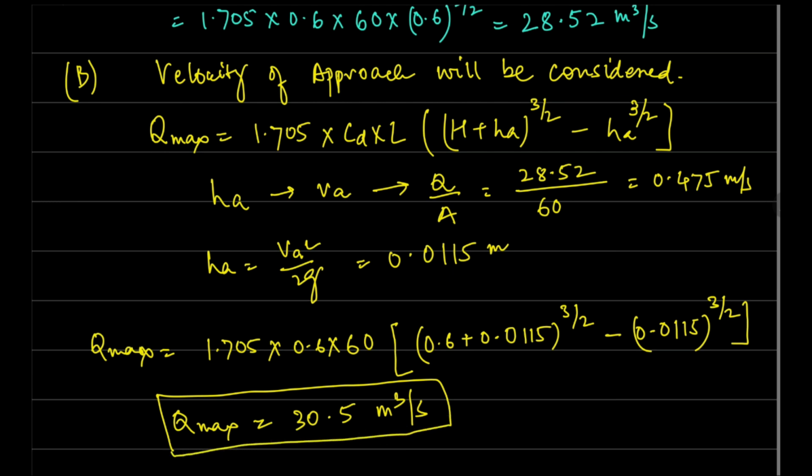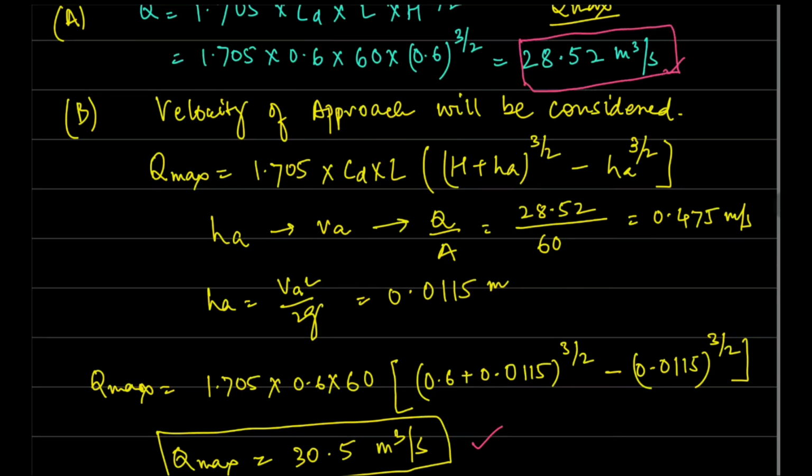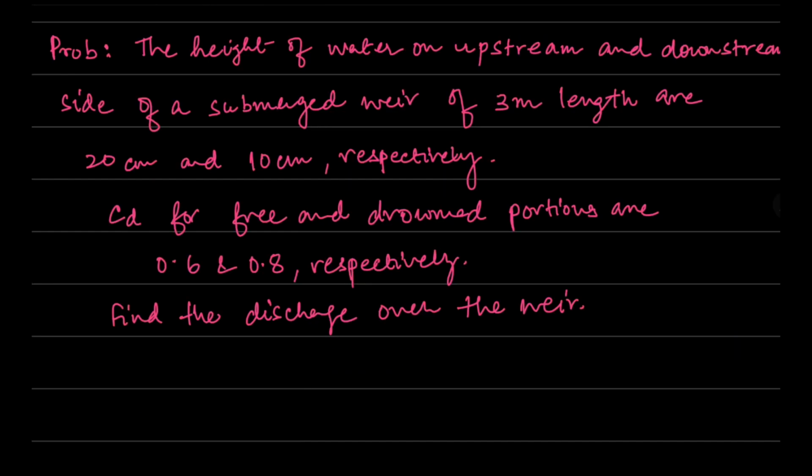So that is the Q max when the VA is considered. So you can see the difference between these two things. When VA is approached, the value of Q max is 30.5. However, without the consideration of VA, this value was 28.52.